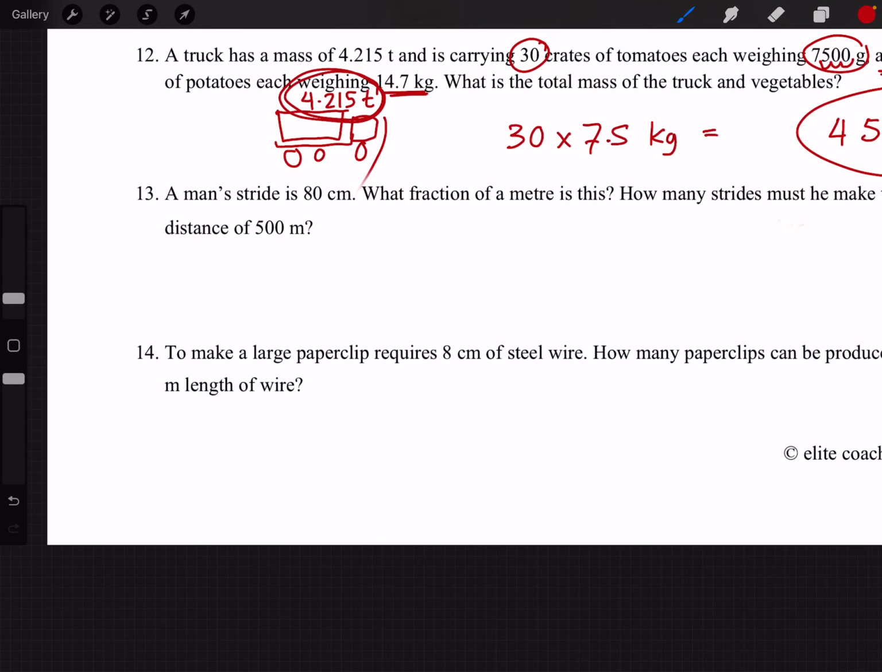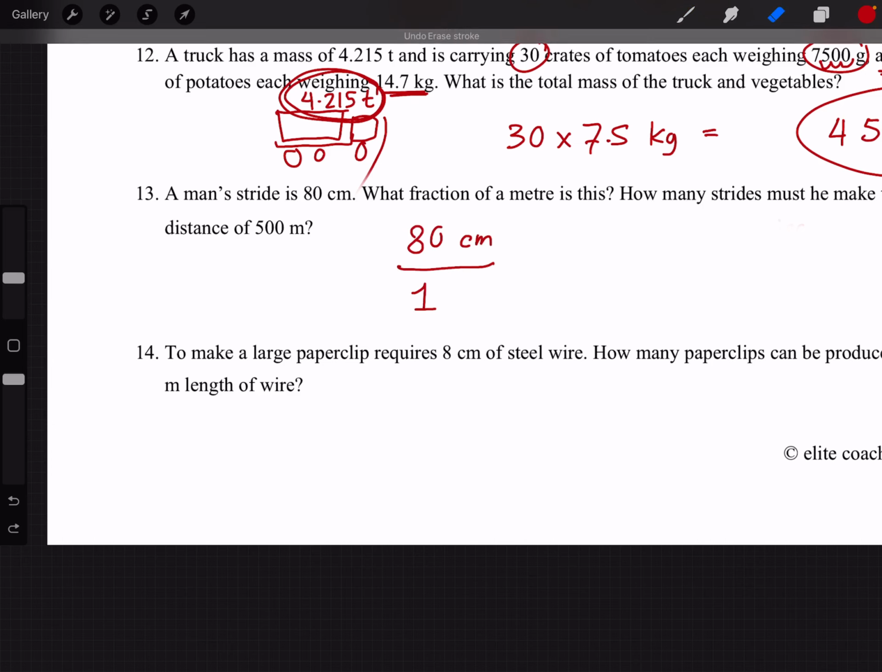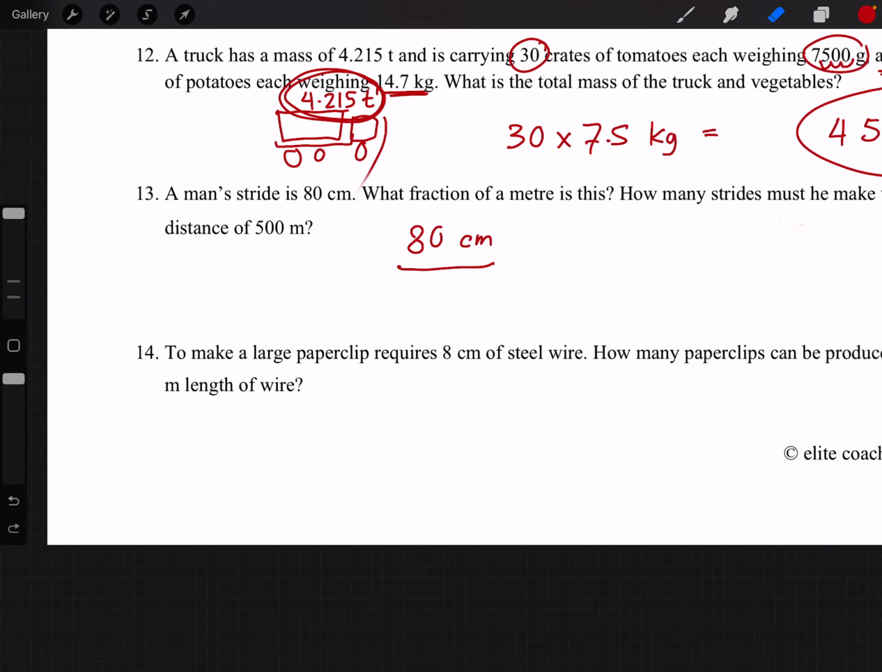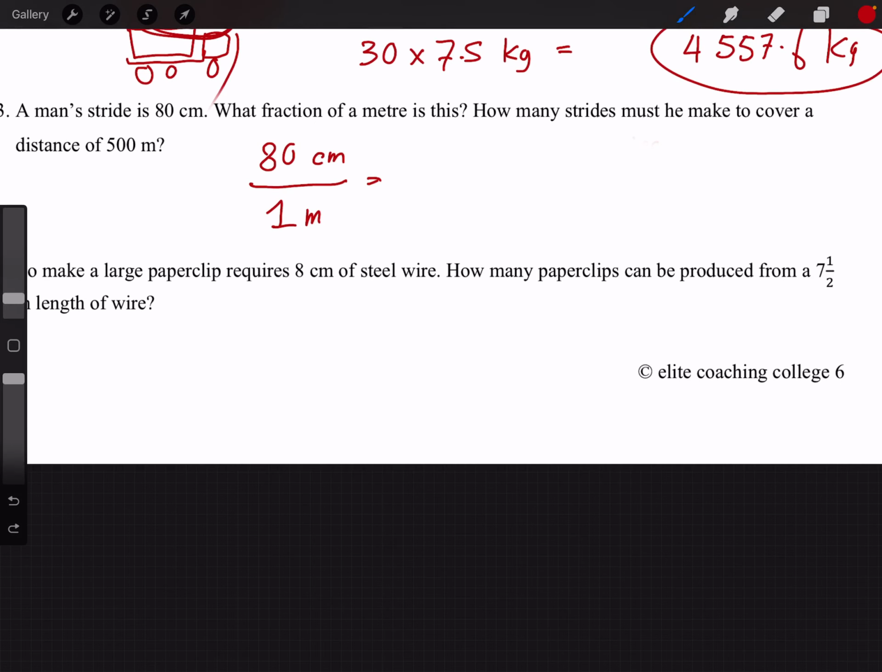Alright, next one is: a man's stride is 80 centimeters. What fraction of a meter is this? So what you've got to do is put 80 centimeters compared to a meter, because you're comparing it. Now we can't do it like this because one's in centimeters, one's in meters. You can't compare stuff in different units. So we're going to change the meters into centimeters. That'll be easier.